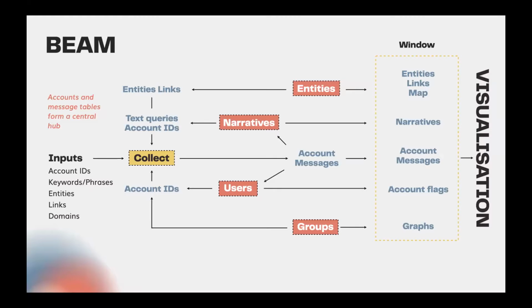Then analysts will typically jump into these other 4 boxes you see in red in front of you now: entities, narratives, users, and groups. Each of these is a subroutine of Beam. Each of them is a collection of different architectures. And depending on what the analyst wants to do, they'll probably decide to go to one of these 4 boxes next.